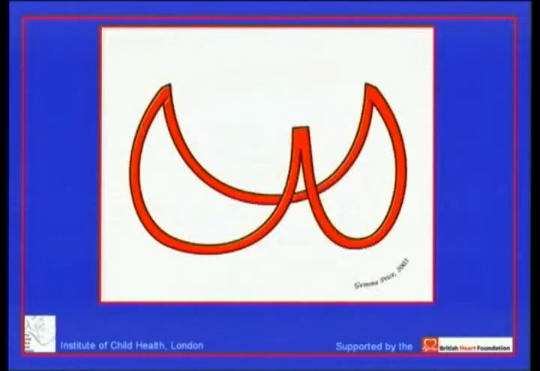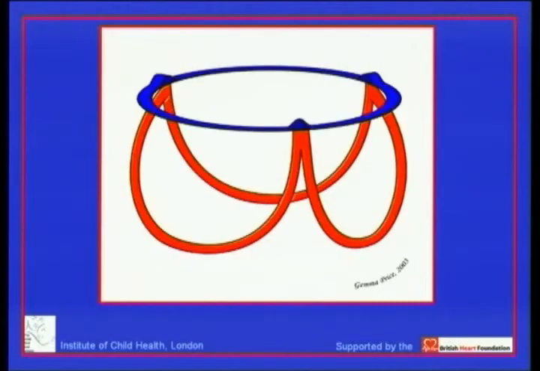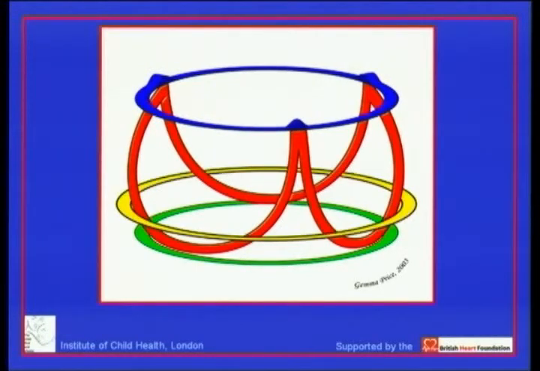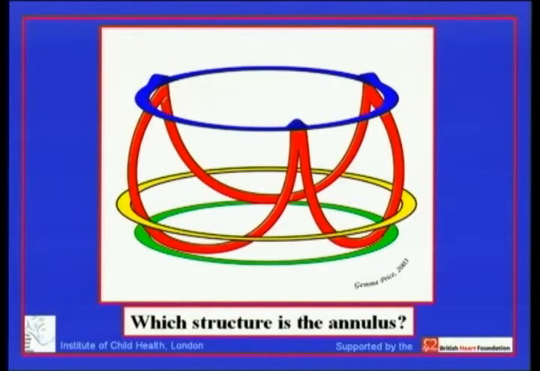So if we put the whole thing together, the essence of understanding is the crown-like configuration of the attachments of the valvar leaflets. And spanning this crown-like configuration, we have the sinutubular ring marking the distal extent, the virtual ring marking the proximal extent, and then the true anatomic ring, the anatomic ventricular arterial junction. Which of these is the annulus? You pays your money and you take your choice.